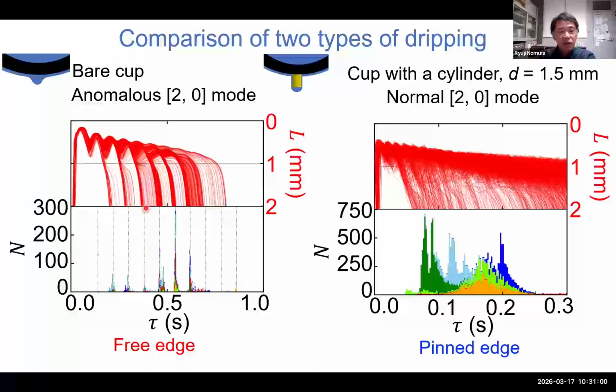So the free edge case, the bare cup, had anomalous oscillation, and we saw the bunching of the trajectory, and this bunching makes a peak in a histogram of the dripping period. This is anomalous. But once the edge was pinned, the trajectory became quite irregular, and we don't see any reproducible peak for the histogram. Tau has a wide distribution. So these two behaved quite differently.